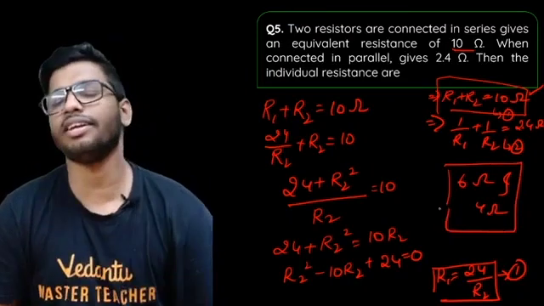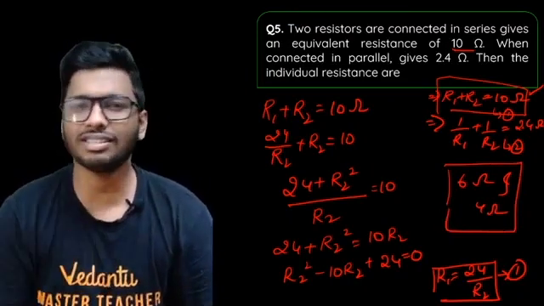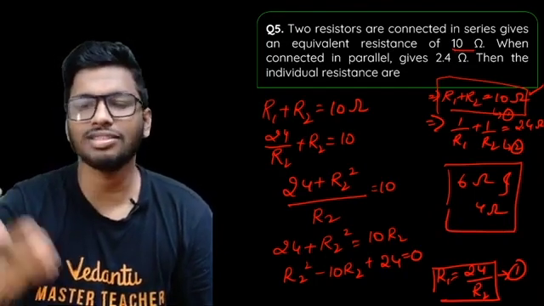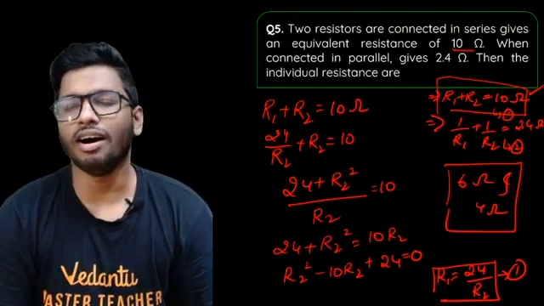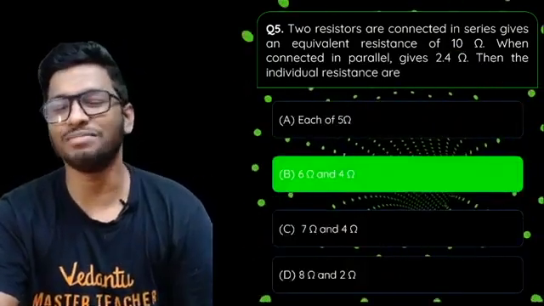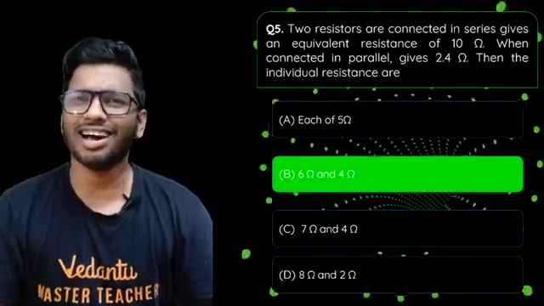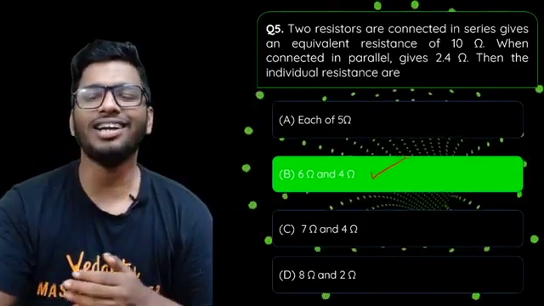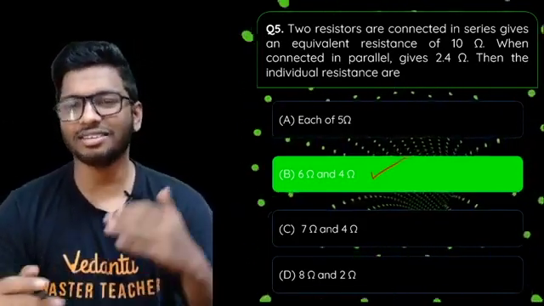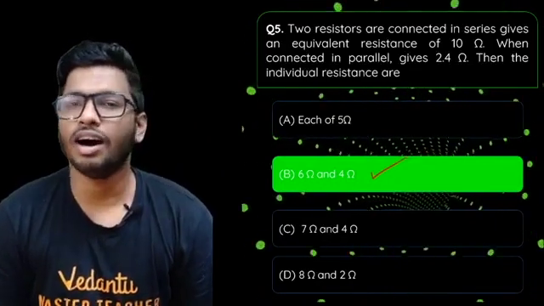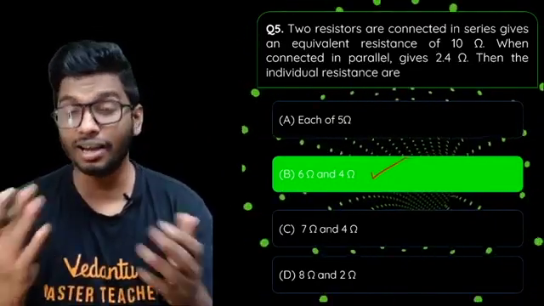If you want to solve this quadratic equation, it's actually pretty simple. 6 into 4 is 24 and 6 plus 4 is 10. So if you put in the values and solve this quadratic equation, you'll get the answer to be 6 ohms and 4 ohms. I don't think I have to solve that quadratic equation. I'm pretty sure that you guys are capable of doing it. So that is it for today, guys. That pretty much concludes some very interesting questions all related to resistance in parallel connection.